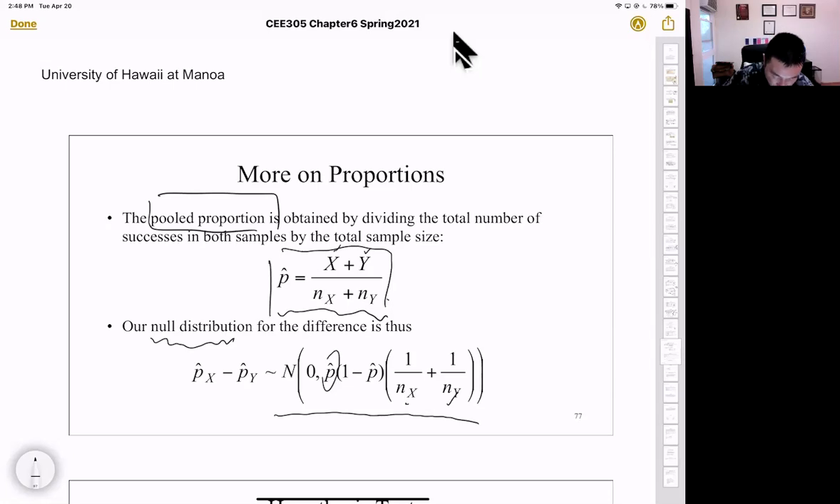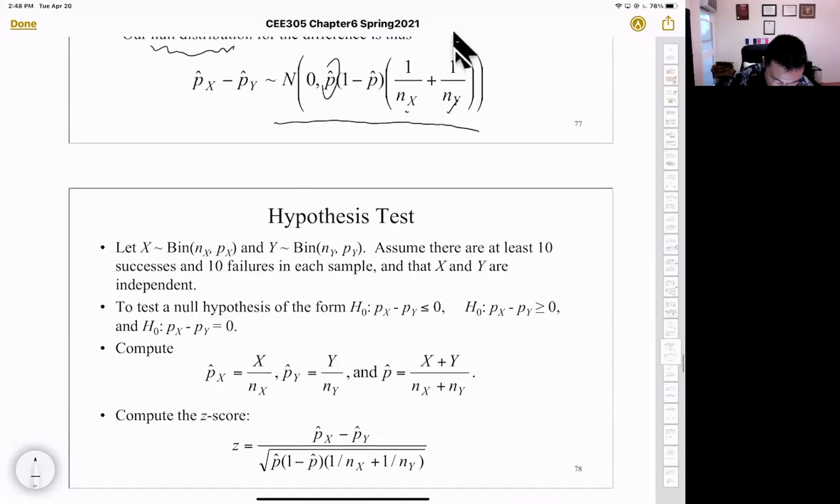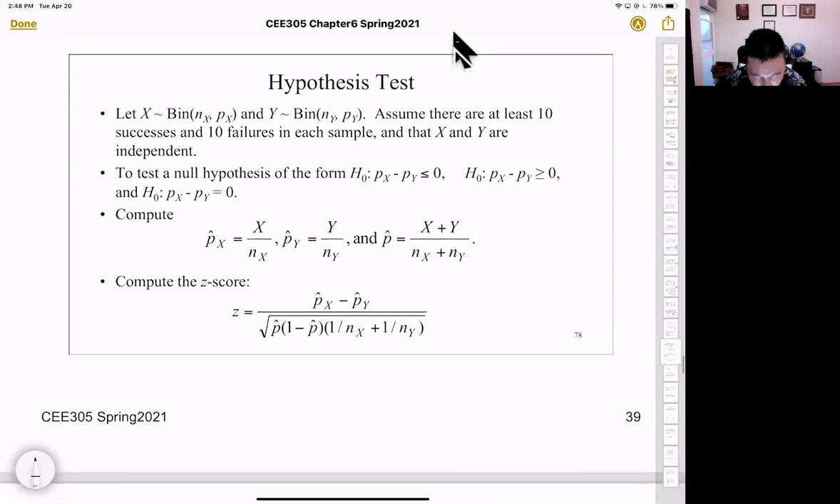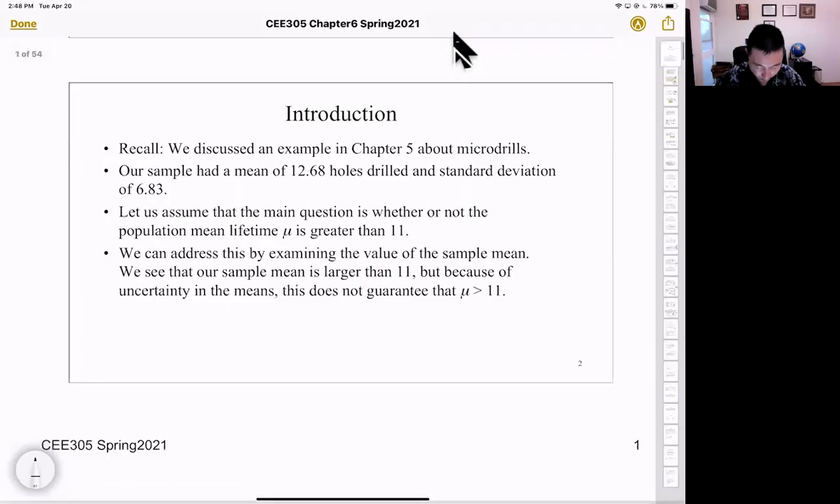Finally, let's look at the setup for the hypothesis test for difference between two proportions.